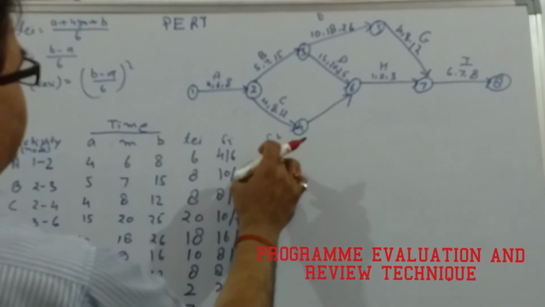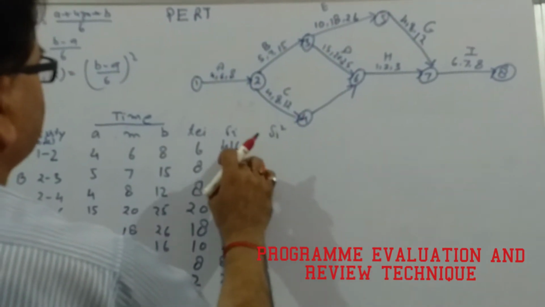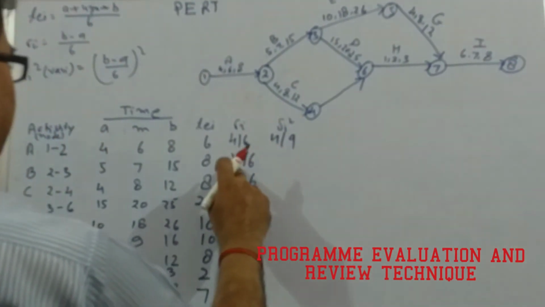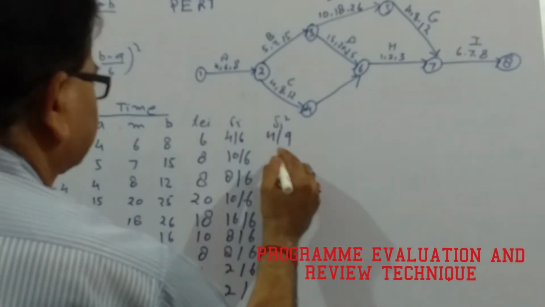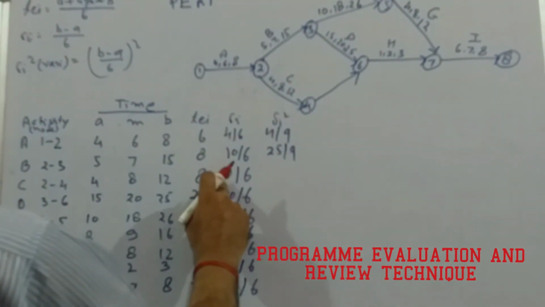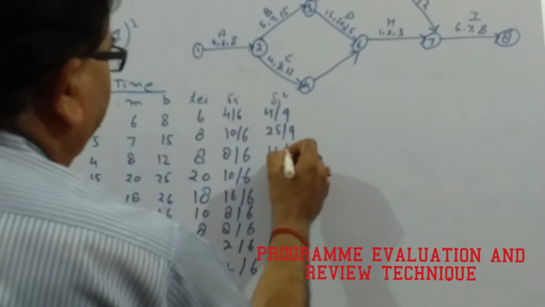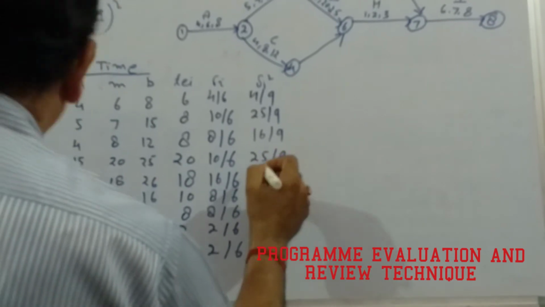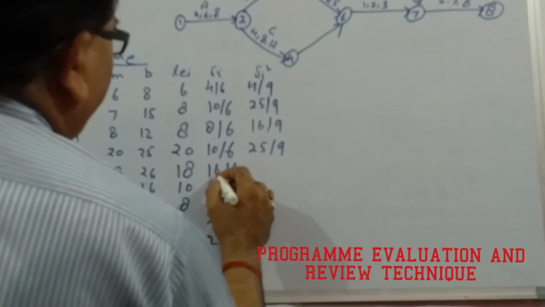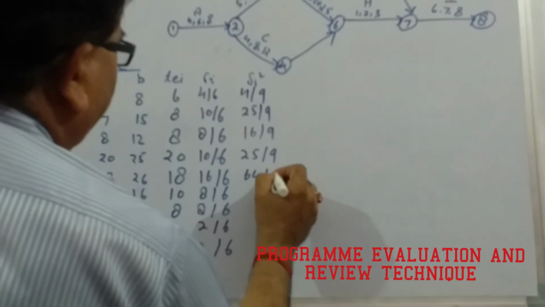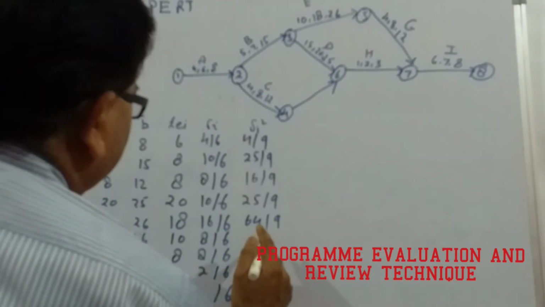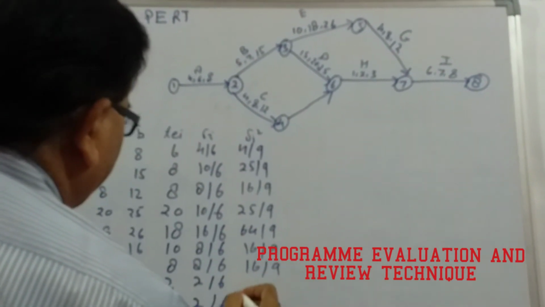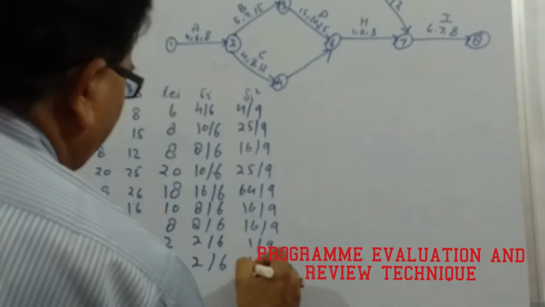So now if we square it, that is sigma i square, 2 by 3 comes out to be 4 by 9. So here it is 4 by 9. 5 by 3, that is 25 by 9. This is 4 by 3, that is 16 by 9. In the same fashion, for this it is 25 by 9. Then we have 8, so 64 by 9. Here it is 4, so that is 16 by 9. Here it is 4, 16 by 9. And then here it is 1 by 9, 1 by 9.